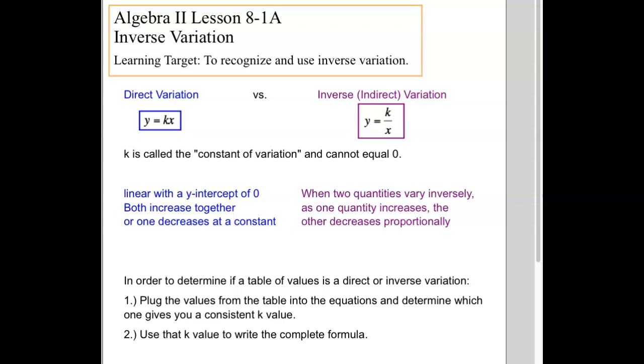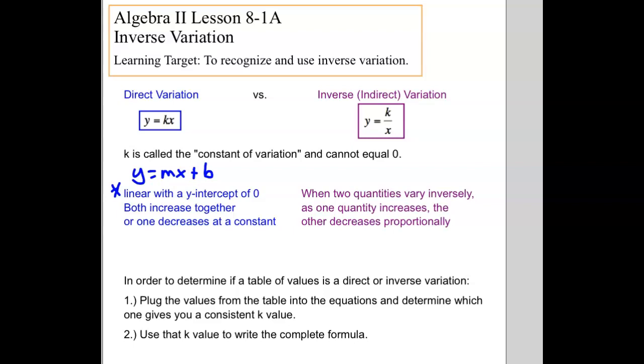So for direct variation, we have y equals k times x. It is a linear graph. Think of y equals mx plus b, that type of thing. So y equals kx would just be a linear graph. Its y-intercept would be 0, and your k value would really just represent the slope of your line. In this case, both of your values increase together, or one decreases at a constant rate.